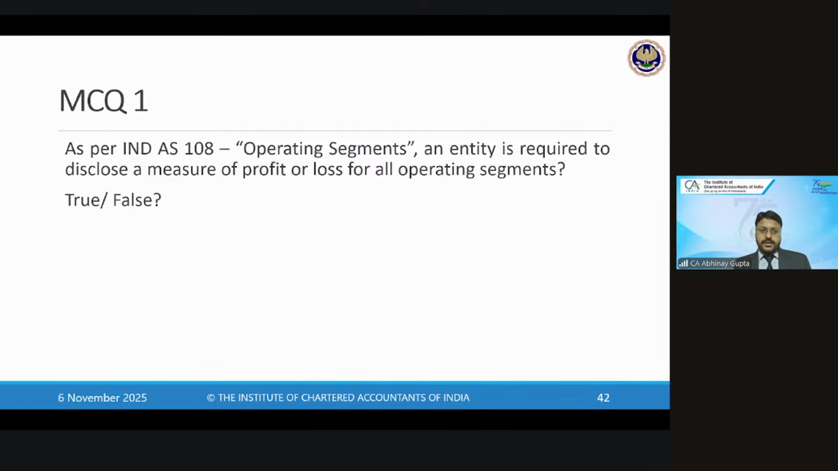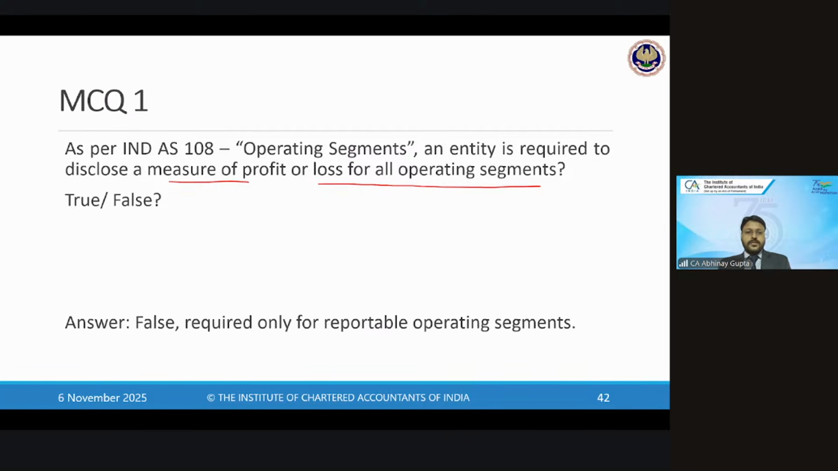Even then. Okay. Now let's test our knowledge of what we have gained since morning. As per Ind AS 108, operating segments, an entity is required to disclose a measure of profit and or loss for all operating segments. No, false. It is required only for reportable operating segments.